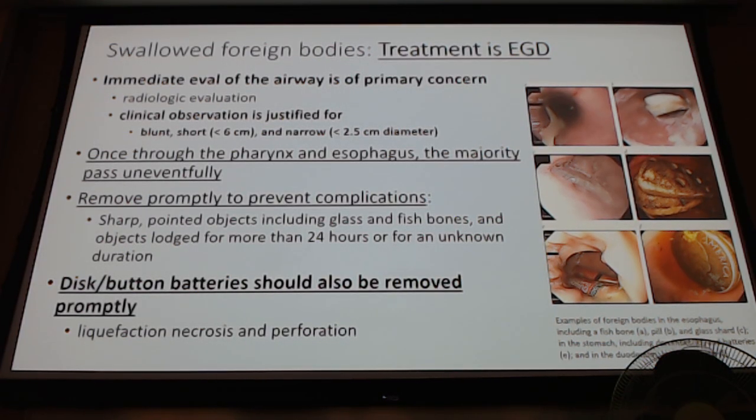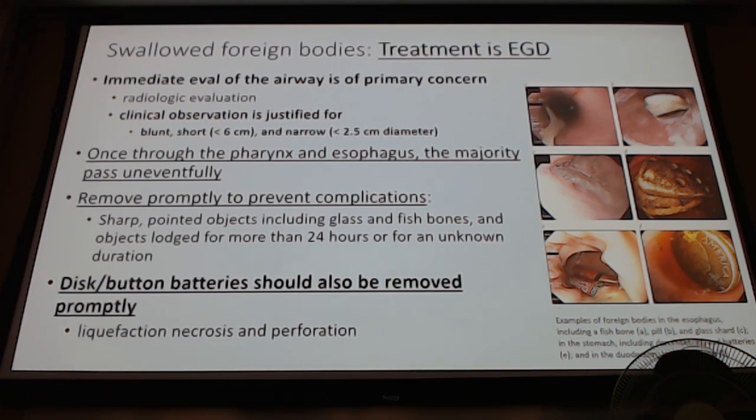Unless, you know, if you take serial X-rays, you'll learn in your EMED class, you take serial X-rays and it's moving through the digestive tract, you just let it go. But when it doesn't move, or it's a button battery, or immediate, or an airway is compromised, EGD is the primary choice of treatment.